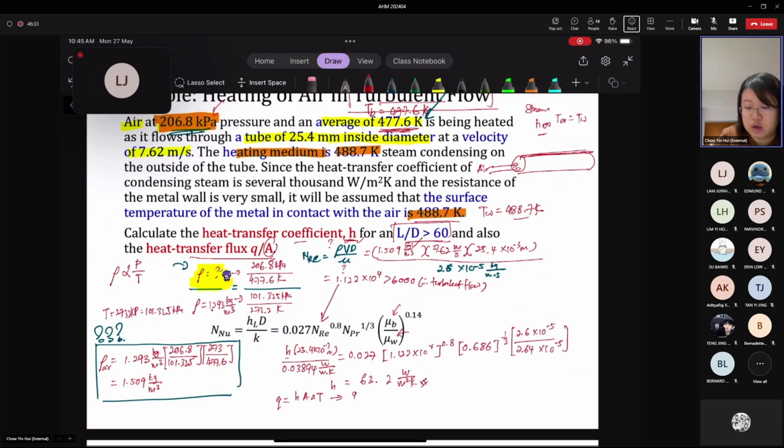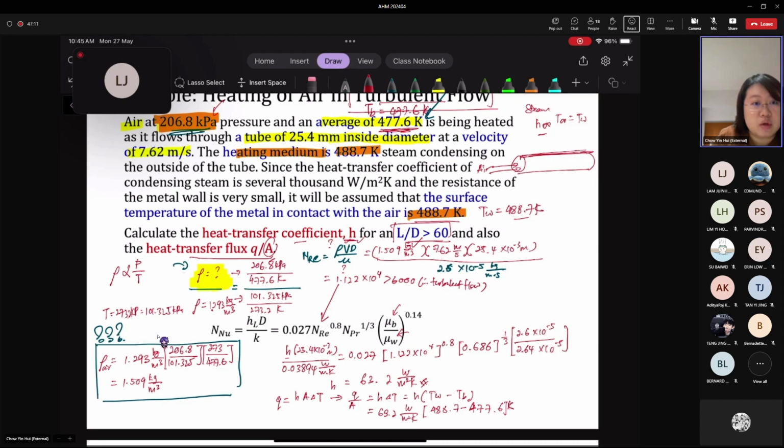but we are solving for the flux, right? So it's H multiplied by the temperature difference, or in this case, the wall temperature is higher, right? So Tw minus the bulk fluid temperature of air. Which means it will be equal to 63.2 watt per meter square Kelvin multiplied by 488.7 minus 477.6 Kelvin. Okay, temperature difference in Kelvin.